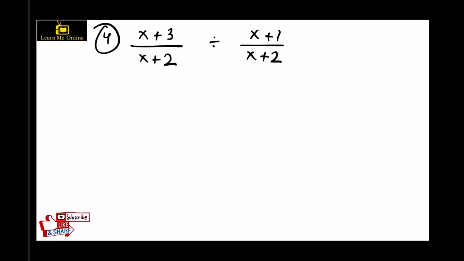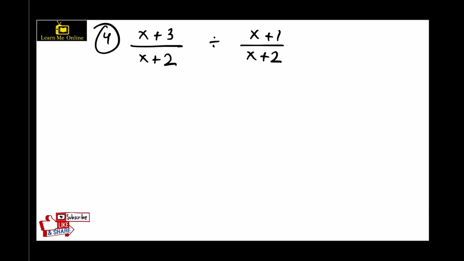Alright, now going on to the next example. So we have got the next example now, which is example number 4. And doing example number 4, we are having (x plus 3) over (x plus 2) divided by (x plus 1) over (x plus 2). Now clearly we can see that this is a slightly complex question because we have got the numbers and the variables written together.